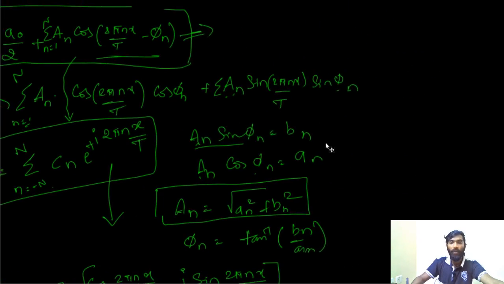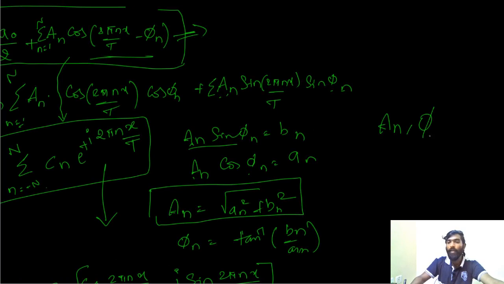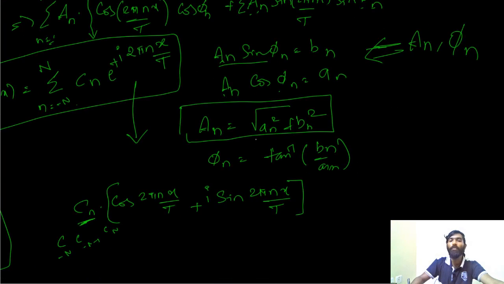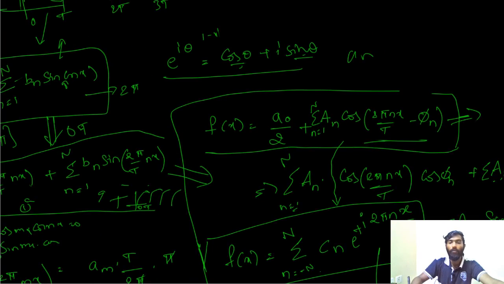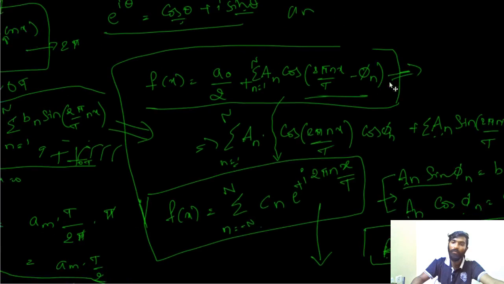So I will try to find a capital An and a capital phi n such that they satisfy this. If I'm trying to find that out, I get capital An as root of an square plus bn square. This is normally solving a trigonometric identity here. Just square sine square plus cos square equal to 1, and then you divide them and you get phi n equal to tan inverse bn by an. Alright, so with this set of An, phi n, you can represent this Fourier series that you know, with ans and bns, as: a naught by 2 plus summation over An cos of something minus phi.